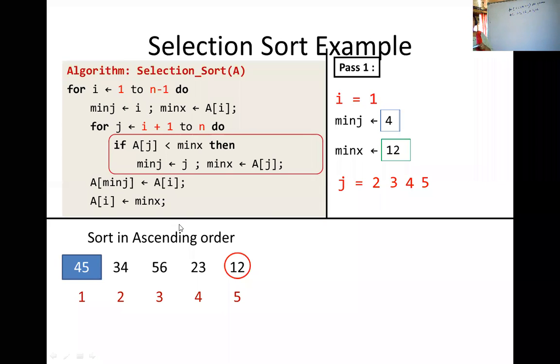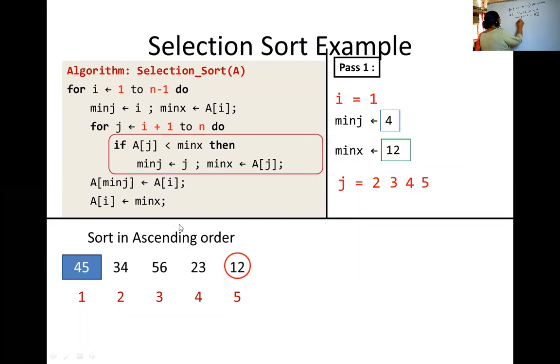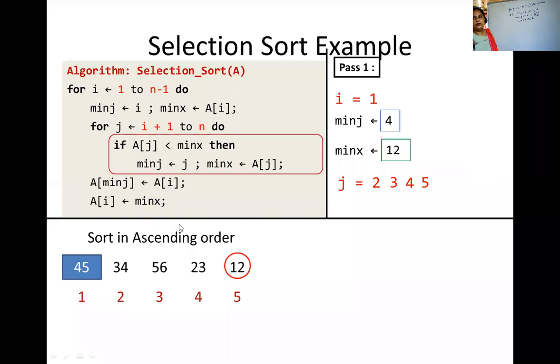So for min j, that is the value of i, it is going to be the first element, that is 45. Next, min x is a of i, so we will take it as 45. We are running the loop from i plus 1 to n.